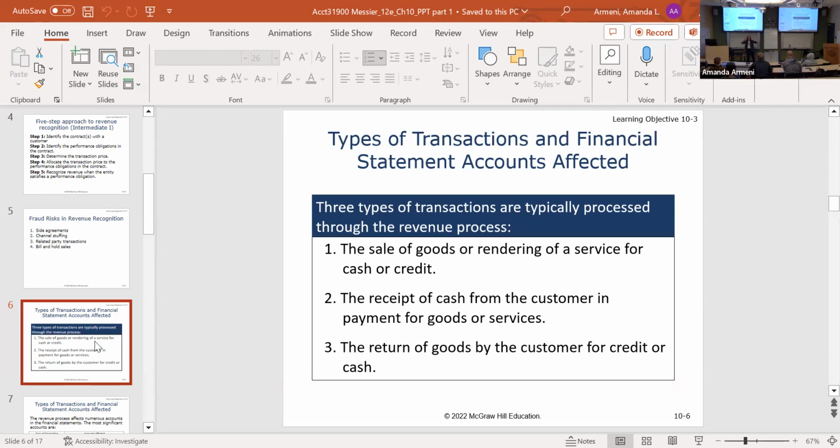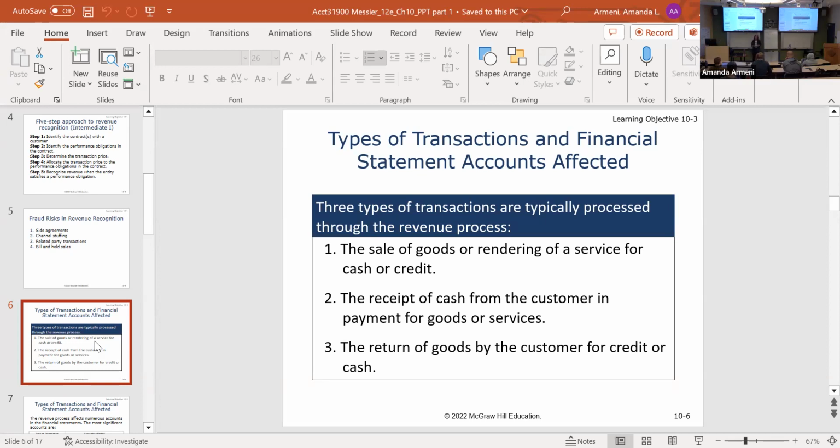Actually, I lied. Let's talk about number two. What would be number two? Your customer pays what they owe you. What's the entry you'd make in your journal? Yep.